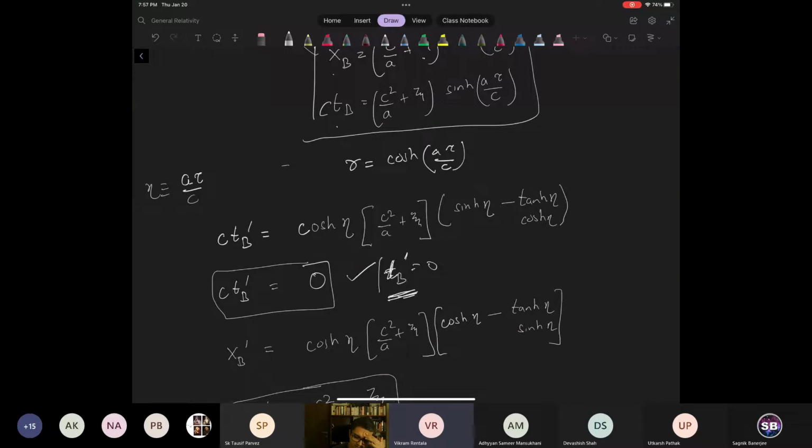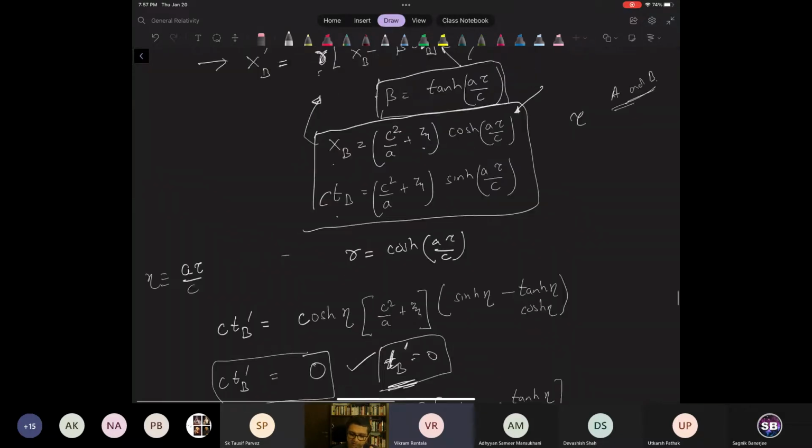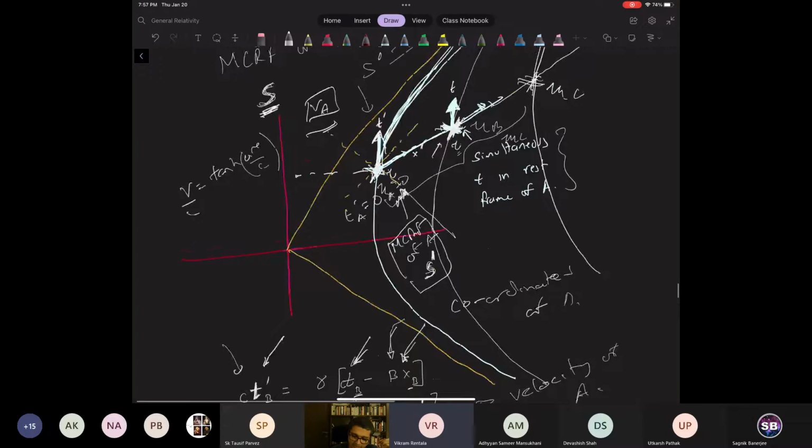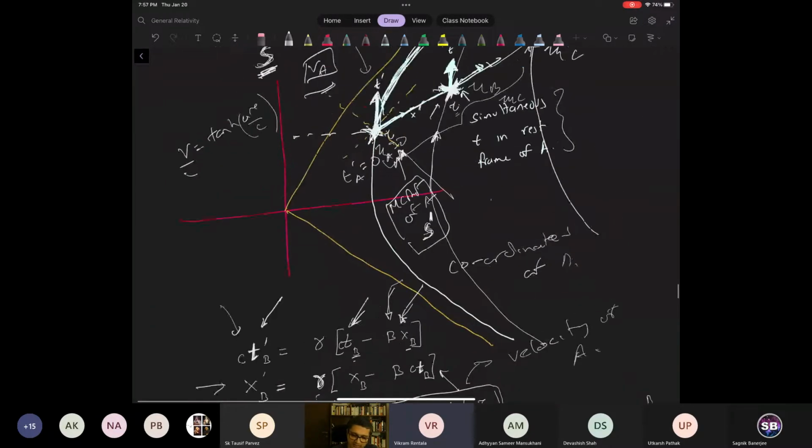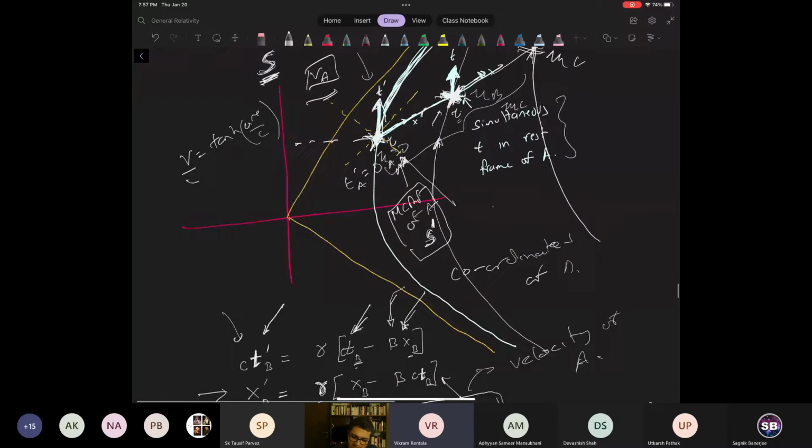I will find that first of all, if I locate B at the same tau, okay, so tau we don't know what it is, it's some parameter which parameterizes the trajectory. But if I locate B at the same tau, then I will find that B has TB prime equal to 0, which is its time coordinate in the frame S prime. So this would correspond to that simultaneous point.